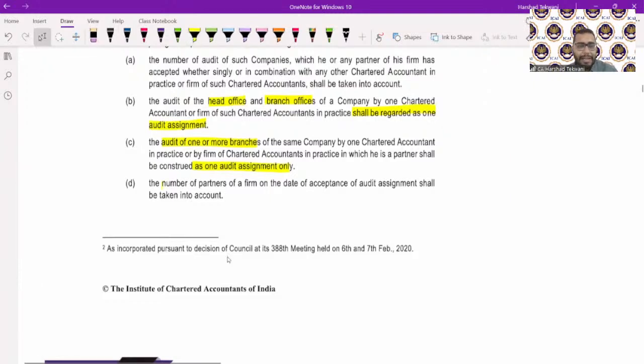Now, the number of partners on the date of acceptance of the audit assignment shall be taken into account. Let's say on the date of acceptance there are only 2 partners, so 30, 30. And if there are 3 partners, then 30, 30, 30, 90. So on the date of acceptance, I need to see the number of partners.